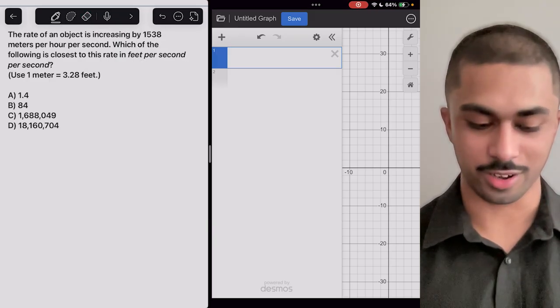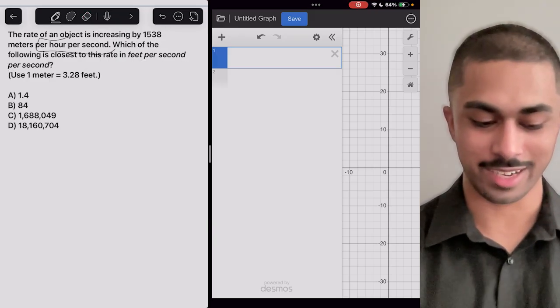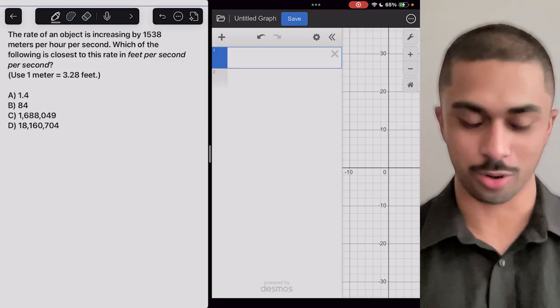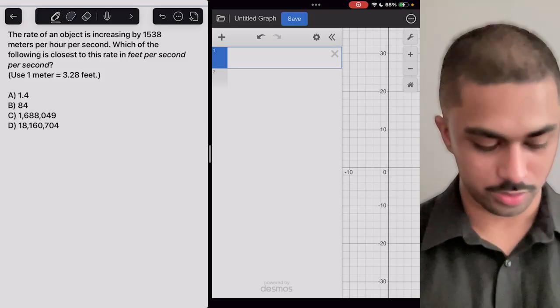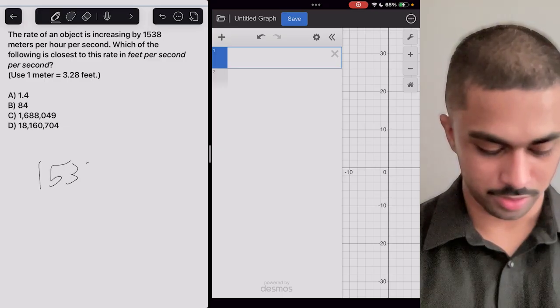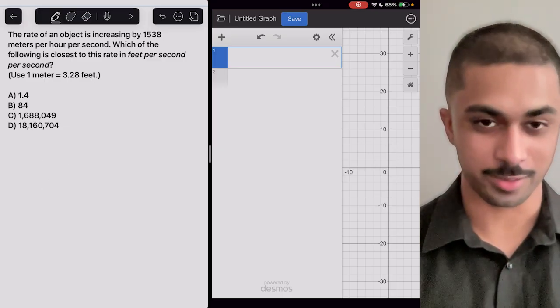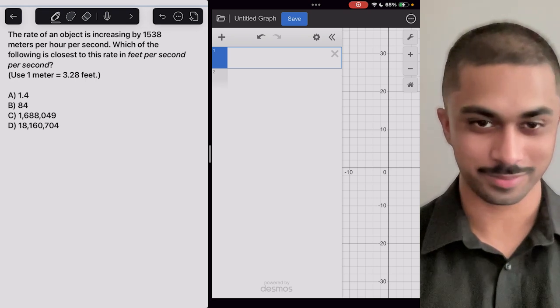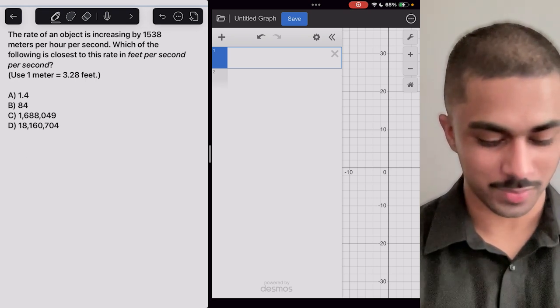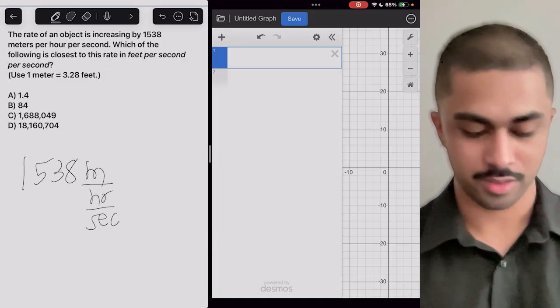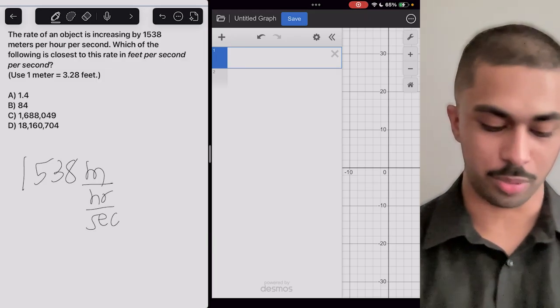The second curveball is this per hour per second. Most students have never seen this before, and that's normal. So here's how we do it. Again, this was on the most recent SAT, or a very similar version of this question. Okay. 1538 meters per hour per second. That's how we write it. Anytime you see per, it's division.